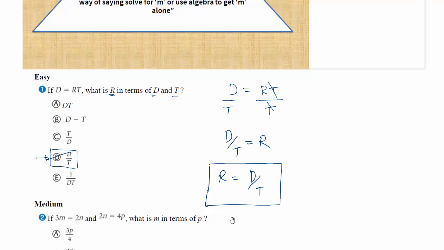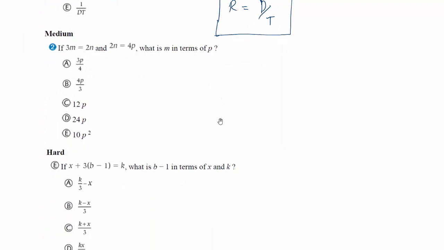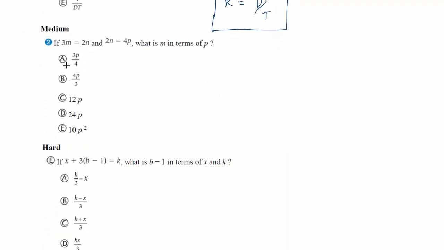Now let us move to the medium level. The question here says: if 3 times m is equal to 2 times n and 2 times n is equal to 4 times p, what is m in terms of p? So it's already giving you a relationship. There are two equations actually.